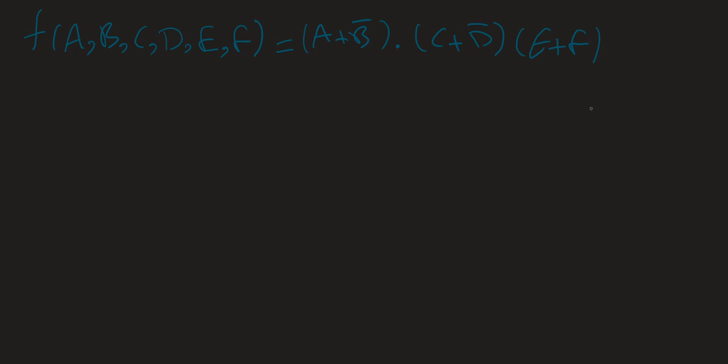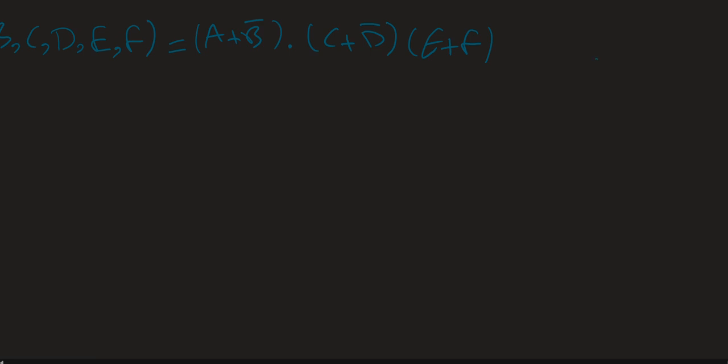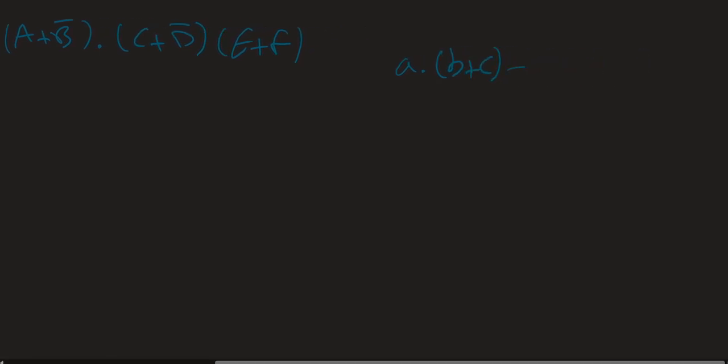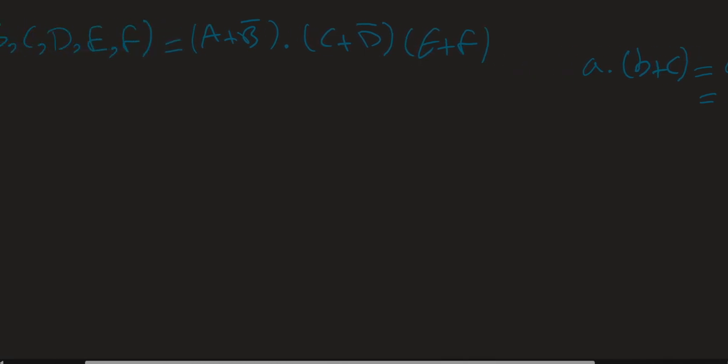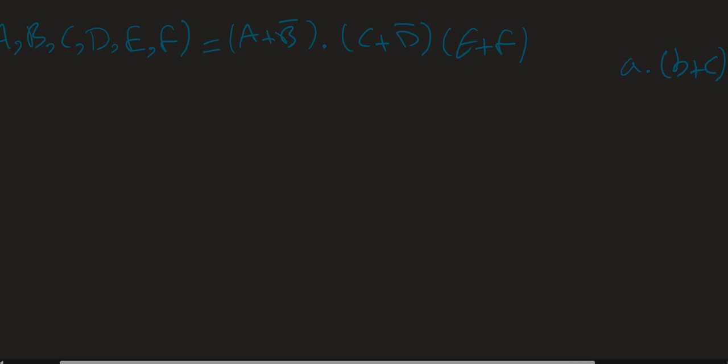In this case, we are going to use this distributive capability of Boolean algebra. A and b or c equals a and b or a and c. In short, ab or ac. Now assume this is a, this is b, this is c.